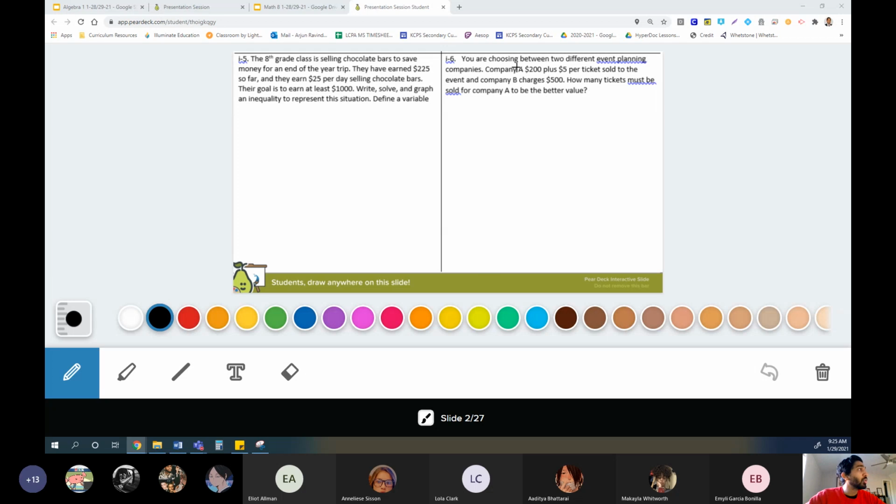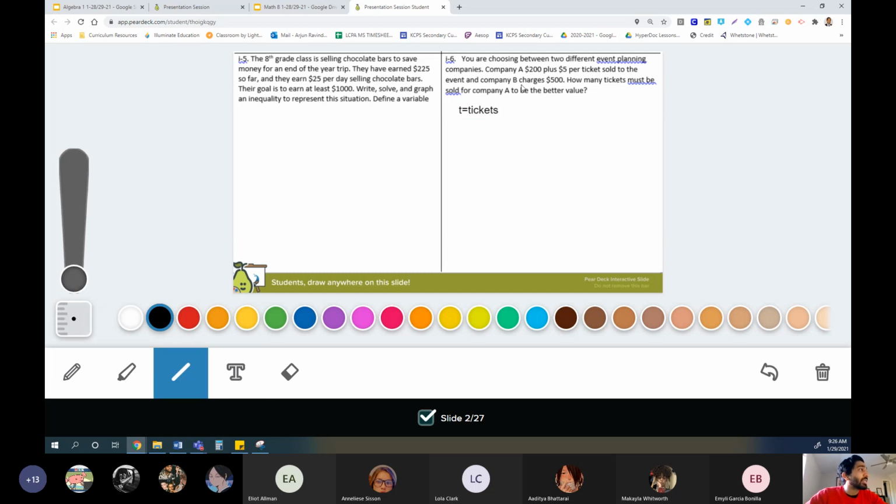All right. You are choosing between two different event planning companies. Company A charges $5 per ticket sold to the event, and Company B charges $500. How many tickets must be sold for Company A to be a better value? So it says Company A charges $200 plus $5 per ticket. So there's that word per, which tells me my variable is going to be T equals tickets. Now, the first time we read it, we want to just annotate that text.